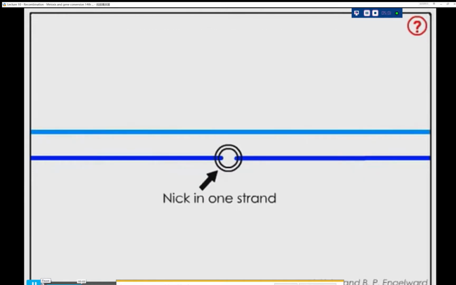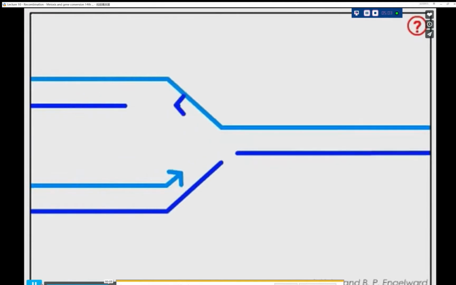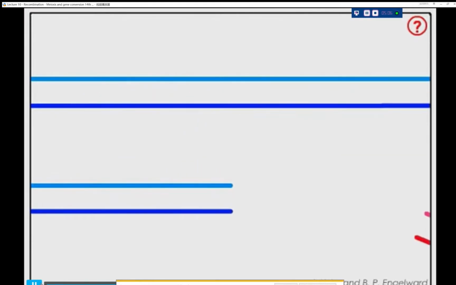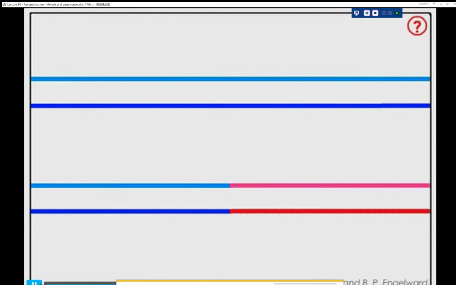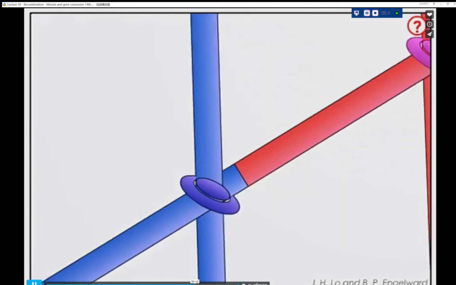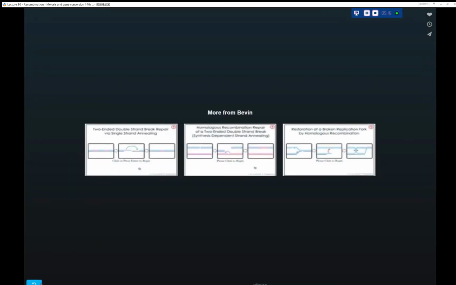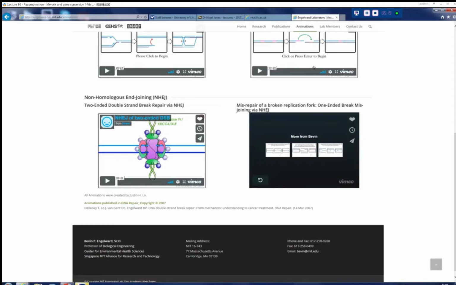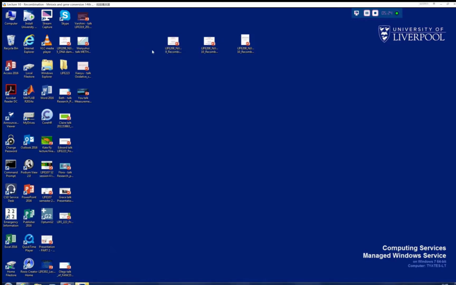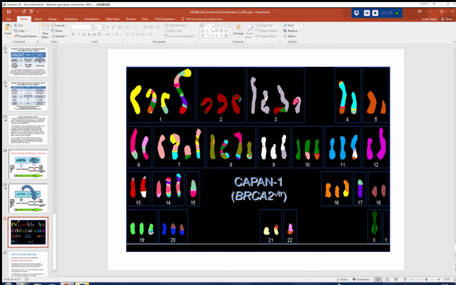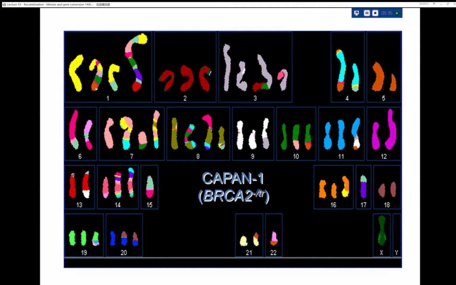Okay, so you can imagine where you've got a single strand break that hits the replication fork. You've got this one-ended double-strand break, and non-homologous end joining can make a mess of that and rejoin the wrong end to the wrong end if homologous recombination isn't available. And you can see how that can give rise to the various chromosomal rearrangements that you see in cells that lack BRCA2, such as this Kaplan1 cell line. So you can see all the rearrangements there, where bits of chromosome are being joined to the wrong bits.